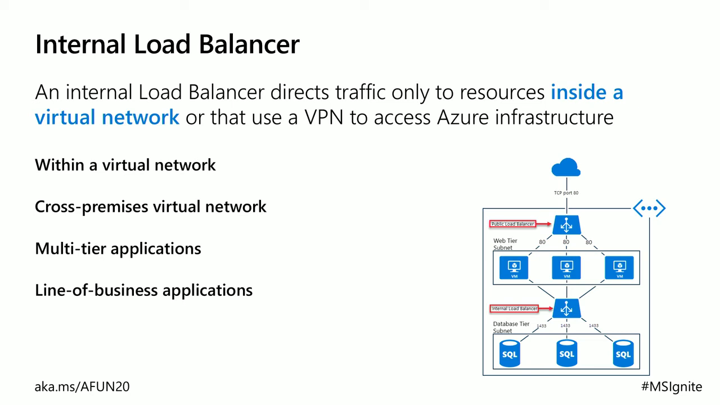And then the internal load balancer basically works the same way, but it only directs traffic to resources that are within your virtual network or that are using a VPN to access your infrastructure. This can also work cross-premise, between your on-prem environment and what might be happening in Azure. You can also think about using this for line of business apps. Maybe you have internal applications that a lot of people are accessing, and you need to make sure those resources are available to everyone across your company. The internal load balancer is what you would use here.